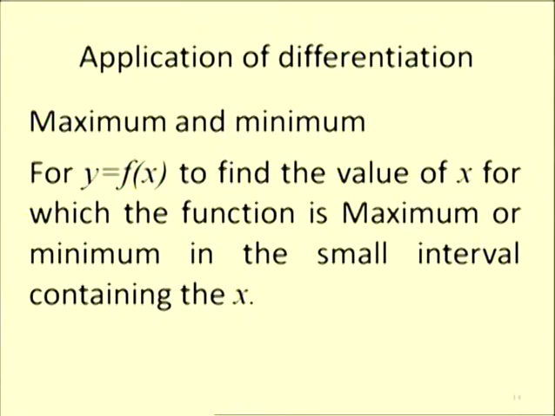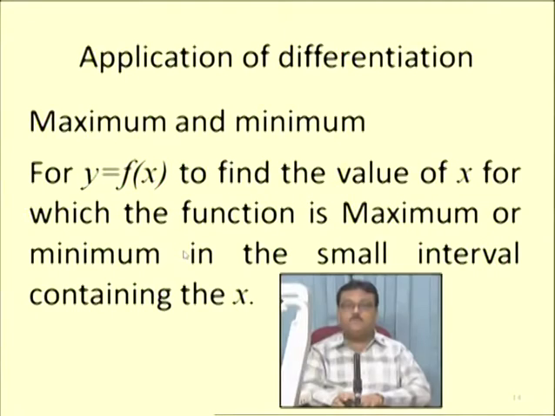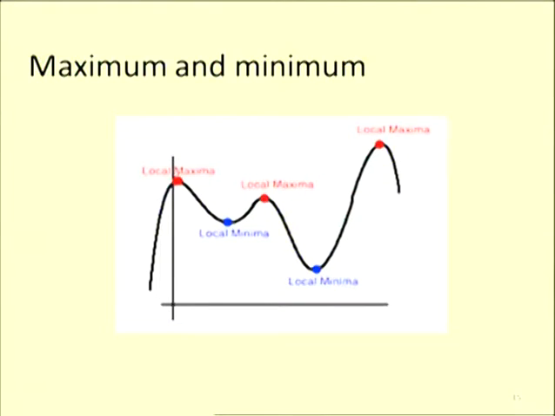So let us see. For a function y is equal to f(x), we find the value of x for which the function is a maximum or a minimum in a small interval. These maximum and minimum are not absolute maximum and minimum, but they are local, meaning in a certain interval the value is maximum, or in a certain interval the value is minimum. So this is the concept of local maxima and local minima. Now let us see what maxima and minima are. This graph is a graph of a function y is equal to f(x), where the points in red color give local maximum points, and the points in blue color indicate local minimum points.